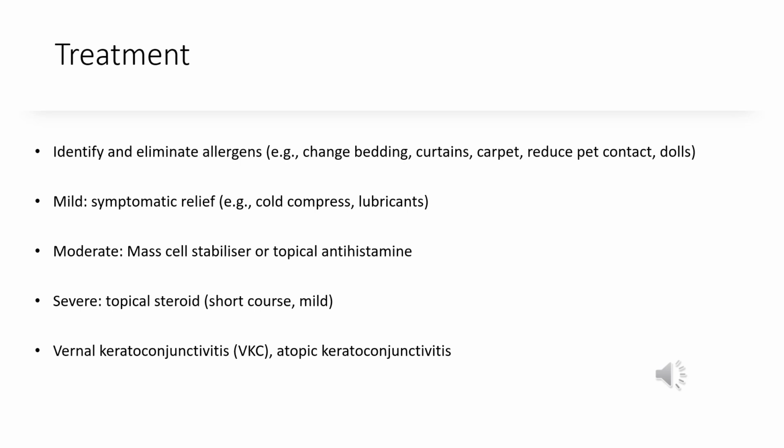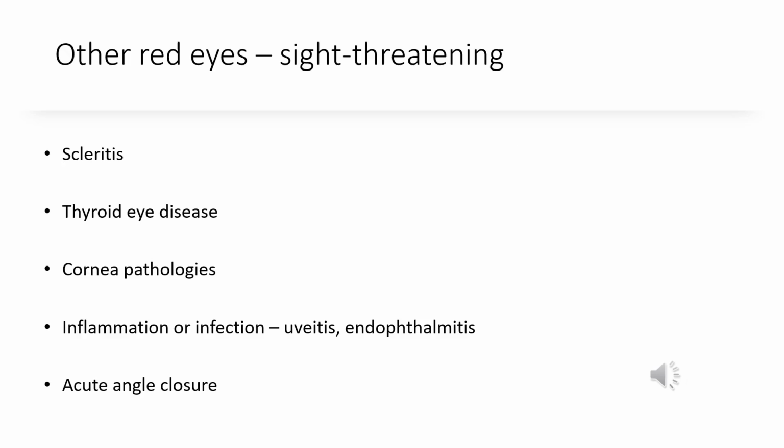Vernal and atopic keratoconjunctivitis are the more severe types of allergic conjunctivitis, and they are beyond the scope of this video. Just a reminder about the other sight-threatening red eyes. They are scleritis, thyroid eye disease, corneal pathology, inflammations or infections, but basically uveitis and endophthalmitis and acute angle closure.